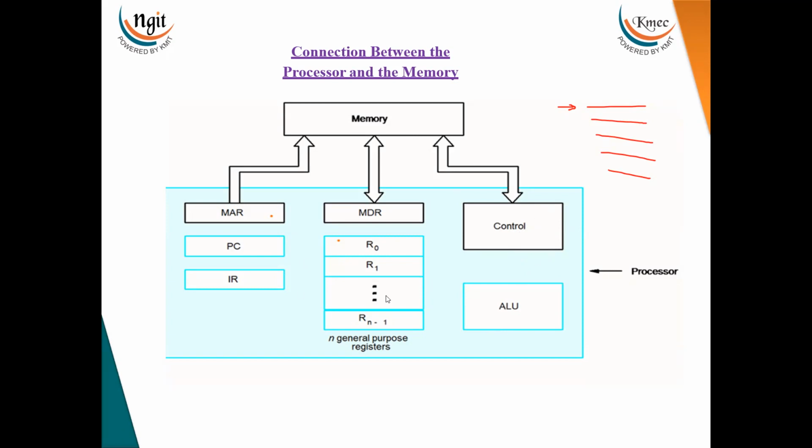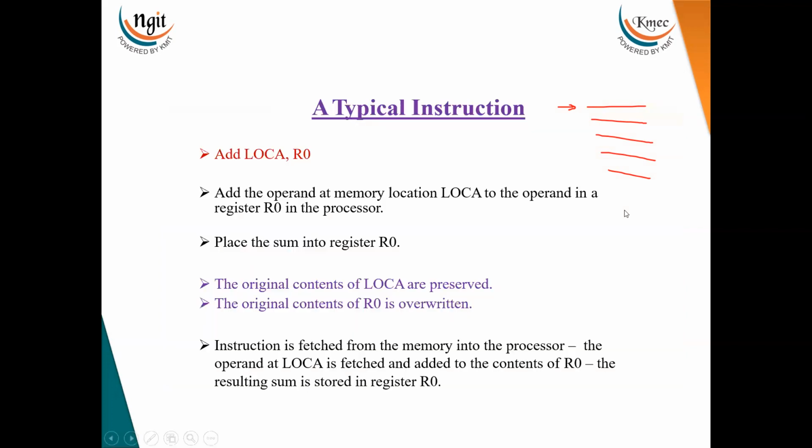processor diagram. Now we will see, if we give one instruction, what happens and how the instruction is performed. Now this is one instruction. This is a program, which is nothing but a set of instructions. One instruction is Add LOCA, R0. Here LOCA is a memory location. Instead of giving a numerical address, we are representing the memory location with LOCA. Now Add is the operation.